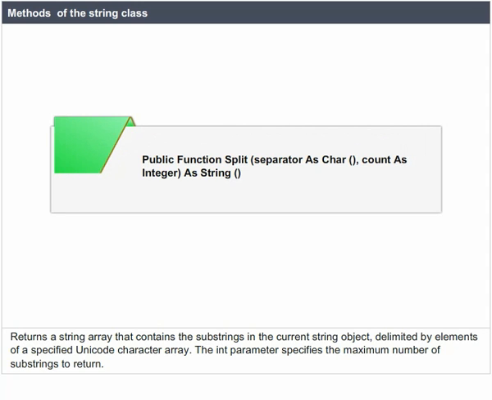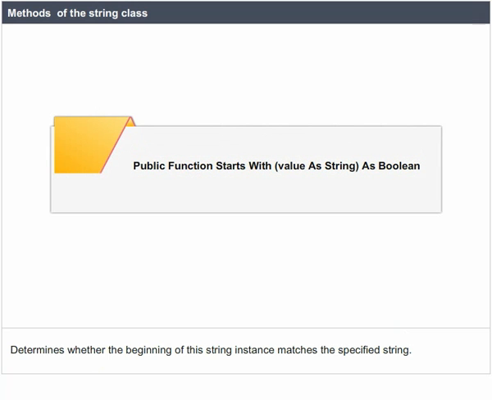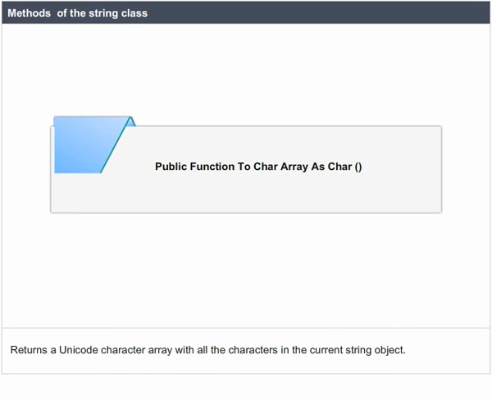Public Function StartsWith(value As String) As Boolean determines whether the beginning of the string instance matches the specified string. Public Function ToCharArray() As Char() returns a Unicode character array with all the characters in the current string object.